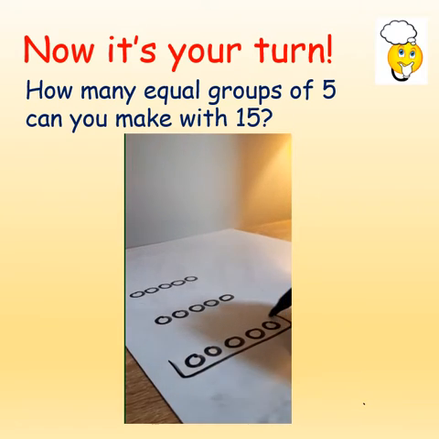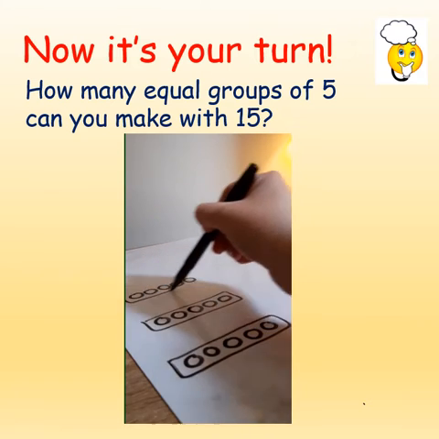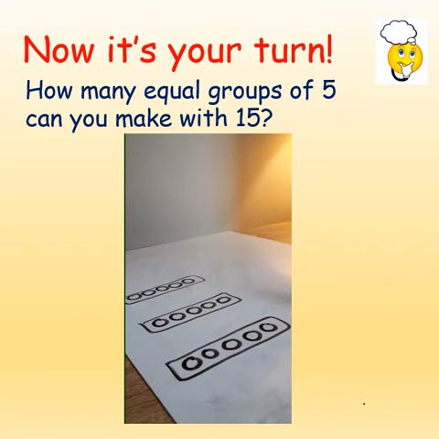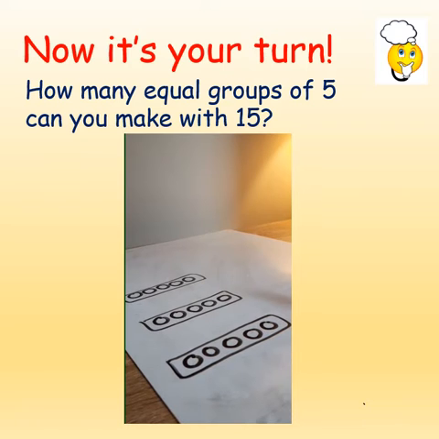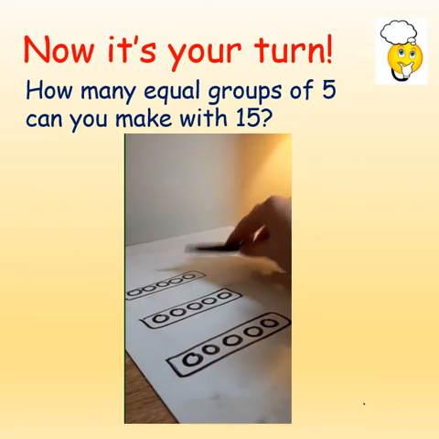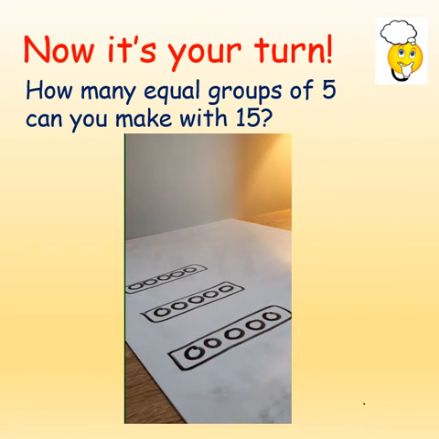I've got 1 group of 5, 2 groups of 5, and 3 groups of 5. So how many groups of 5 can you make with 15? Well done, that's right, you can make 3. 1, 2, 3. Just like you would have done with the counters.